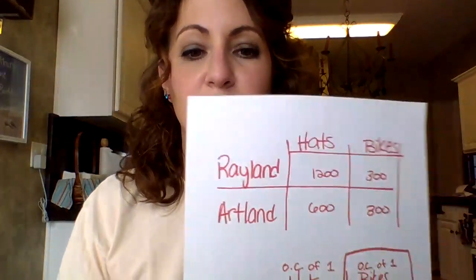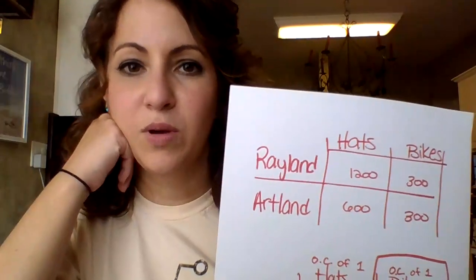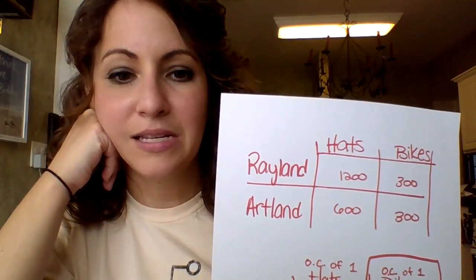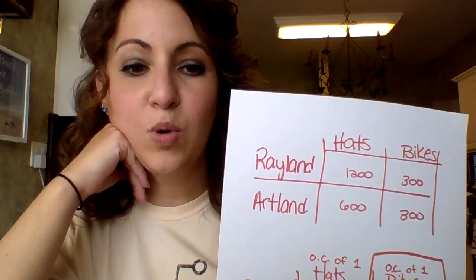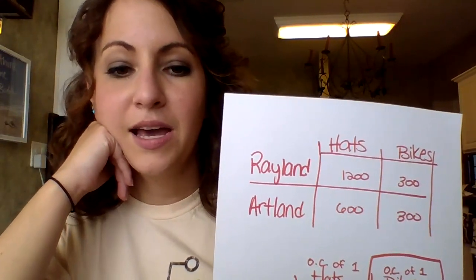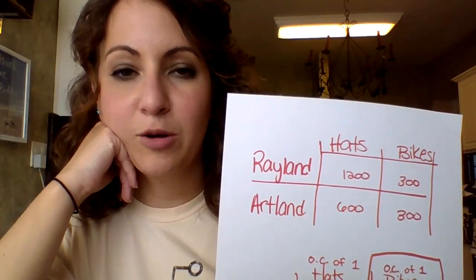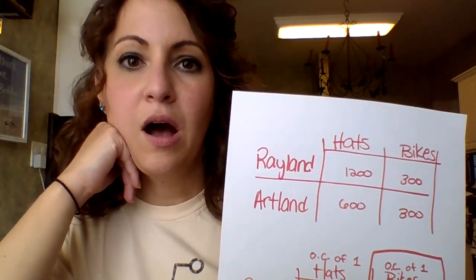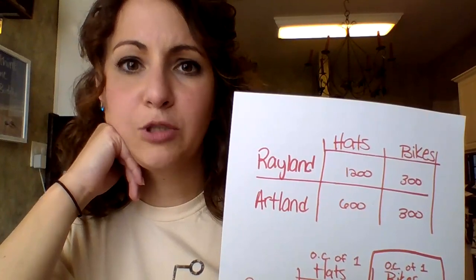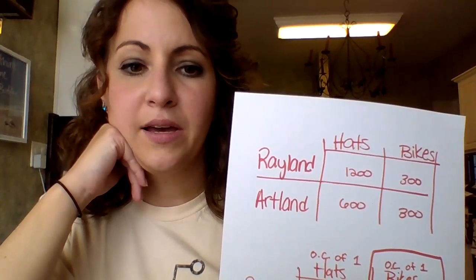So there was a PPF curve between Artlyn and Raylan making hats and bikes. First thing first, I would do a little table between Artlyn and Raylan, hats and bikes. And it looked like Raylan was making 1,200 hats or 300 bikes, and Artlyn was making 600 hats and 300 bikes. And the first question was, what is the opportunity cost for a bike in Artlyn?